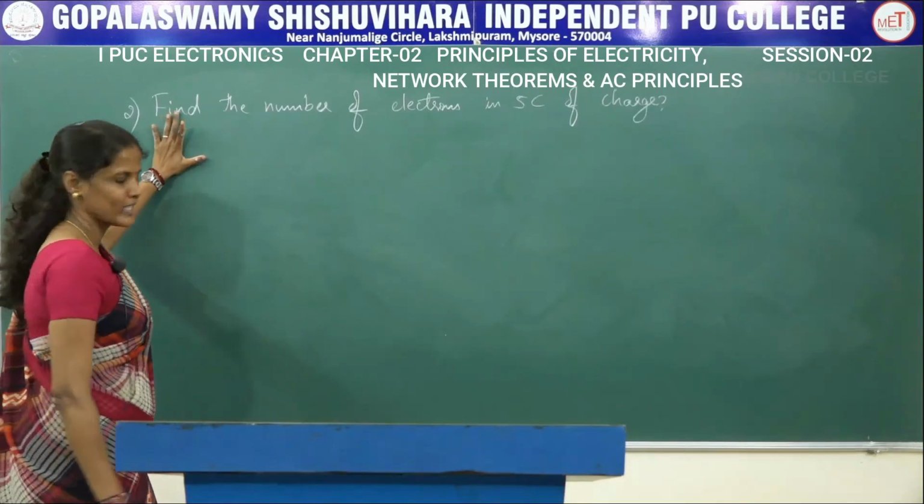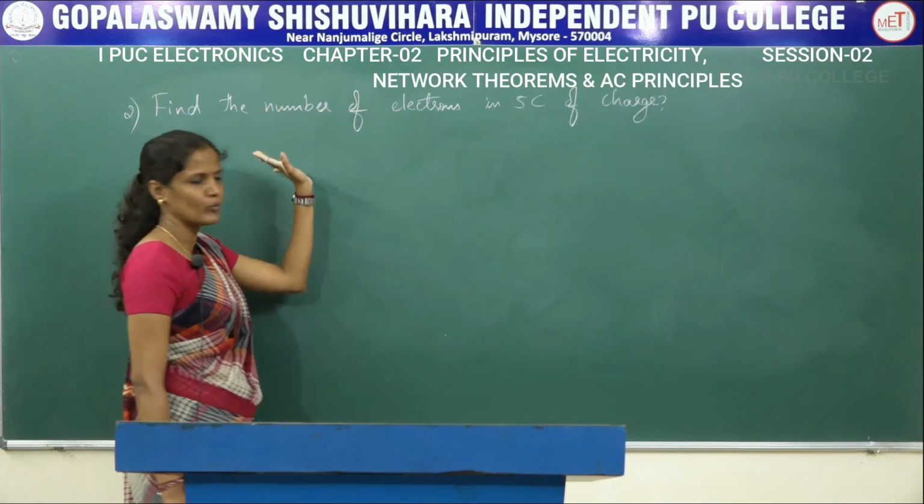This is the second problem what is given. Find the number of electrons in 5 coulombs of charge.